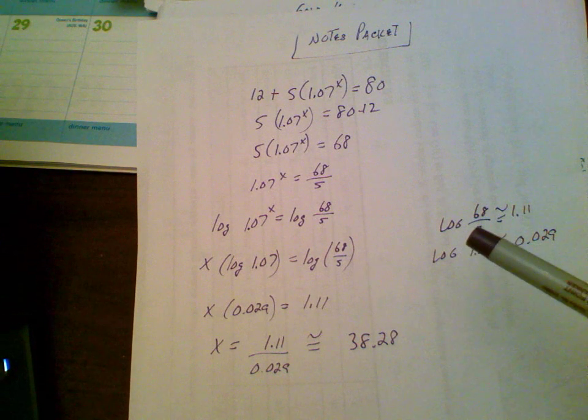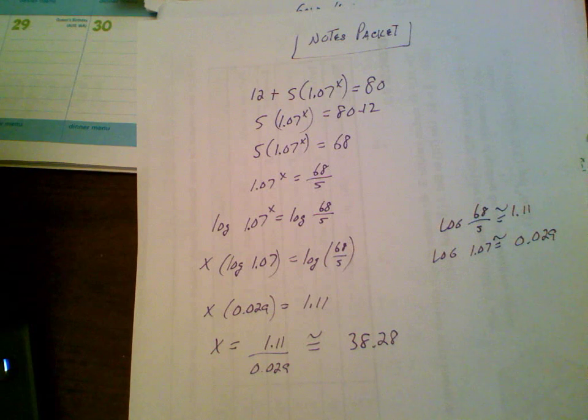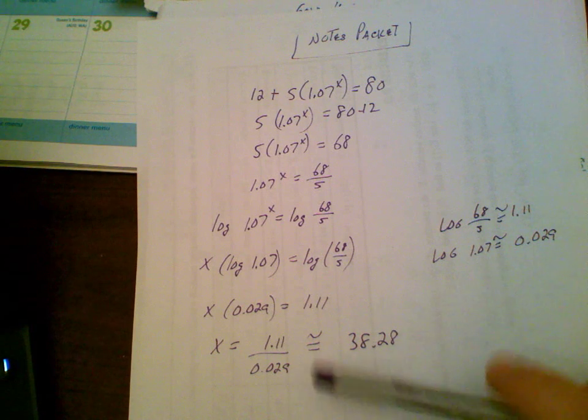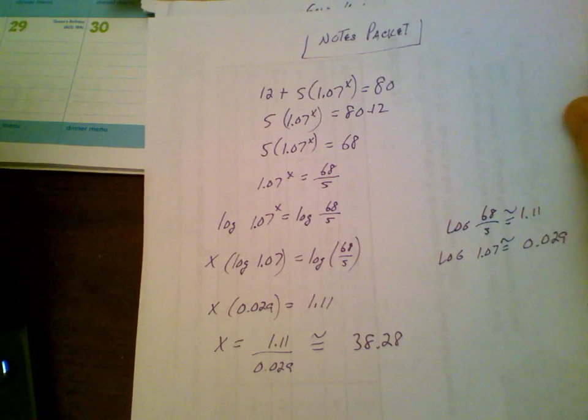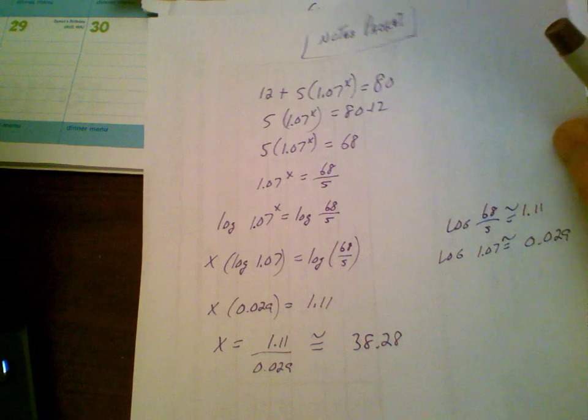So x times 0.029 equals 1.11. X equals 1.11 over 0.029, and that'll give me 38.28 as my final estimated answer. So those are a couple problems out of the notes packet.